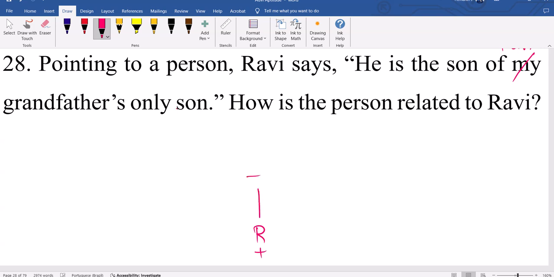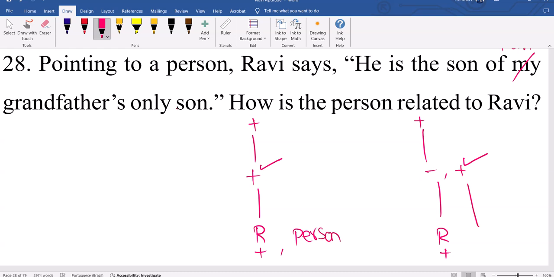Grandfather means father's father or mother's father, both are possible. Okay, sir, grandfather's only son may be Ravi's mother's brother. Only child means then it's a different thing. Here they said only son, not only child. So Ravi, grandfather, only son. It can be this person or it can be this person. Ravi's father. Ravi's father's son. Okay, maybe brother. That person may be brother to Ravi or himself. There are a lot of chances, or cousin also. See, this many chances are there.